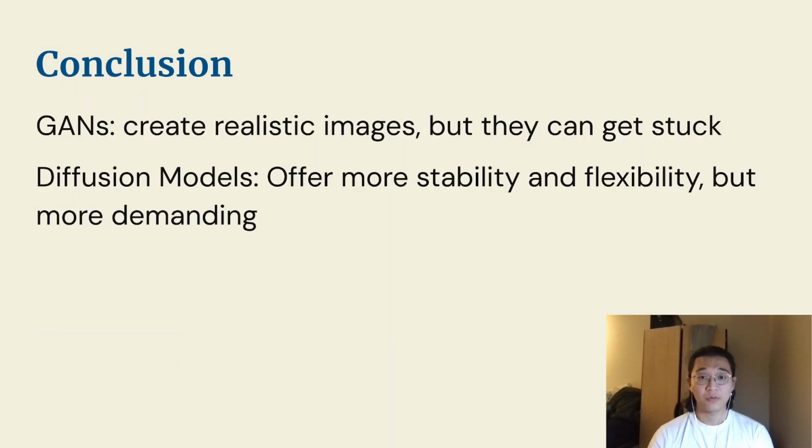To wrap things up, both GAN and diffusion models have really shaped the world of AI-generated art. GANs are great at creating realistic images, but they do tend to get stuck and make only a limited range of outputs. Diffusion models, on the other hand, offer more stability and flexibility, but they are a bit more demanding in terms of computing power. As AI keeps advancing, there are more and more AI models that help the creative community.